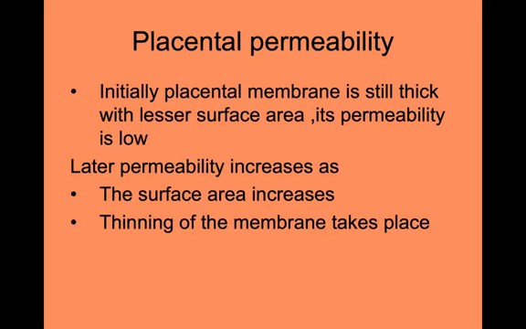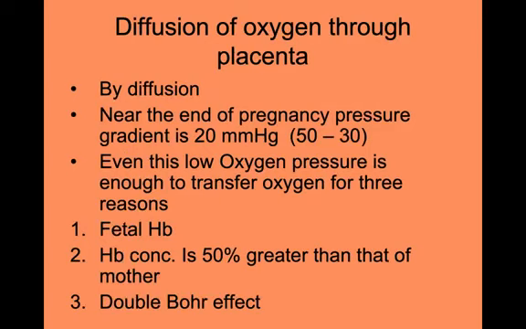Now about the placental permeability, as I have already mentioned previously its surface area is low, but as it develops into a full-blown placenta, its surface area increases and the thinning of the membrane takes place. Now the transport occurs only through diffusion, either simple diffusion or facilitated diffusion. There is only a 20 millimeter mercury pressure difference between the maternal and fetal circulation, 50 and 30, so the net is 20 millimeter mercury difference.